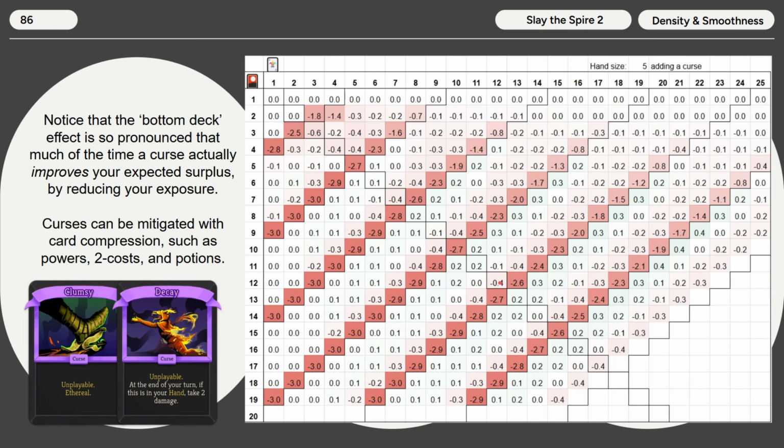The bottom deck effect is so pronounced that much of the time a curse actually improves your expected surplus by reducing your exposure. Curses can be mitigated with card compression, such as with powers, with 2-costs, and with potions. Maybe something you can consider is that when you add a curse to your deck, you want to add a 2-cost or a power or 3 more card rewards, or you expect that curse to cost you a potion at some point, because otherwise it costs you a dead hand.